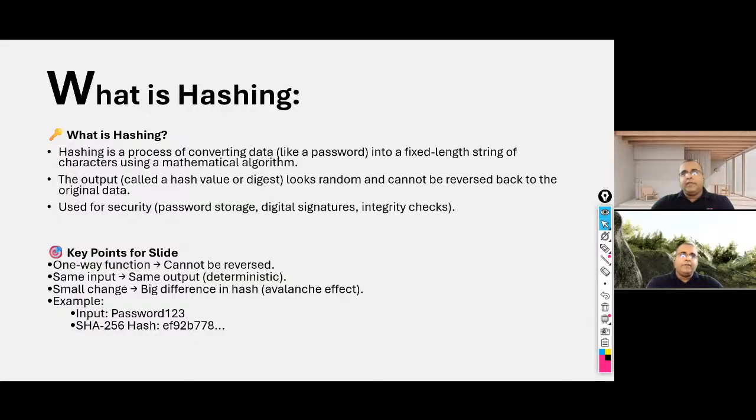When you encrypt a particular text, there's sometimes a way to decrypt it. If I transform something into something else, I should be able to go back to it. But hashing does not work that way. It is used for security, password storage, digital signatures, and integrity checks. That is the main component here. It is a one-way function and cannot be reversed. The same input always gives the same output with the same length, and small changes in the input make a big difference in the output.